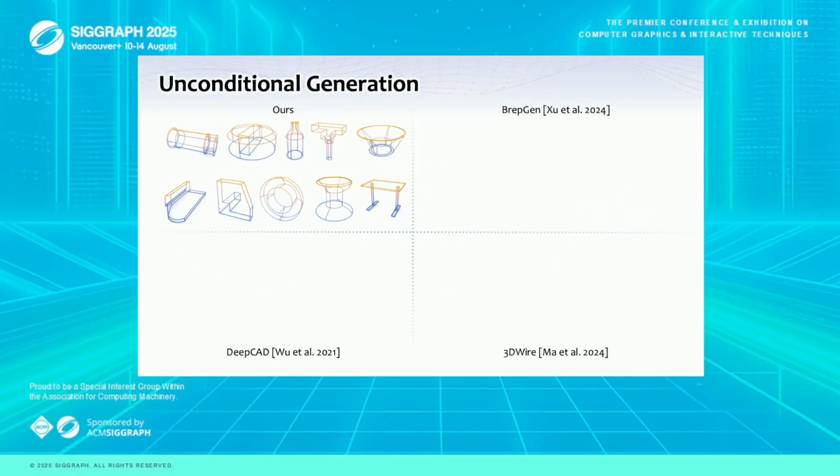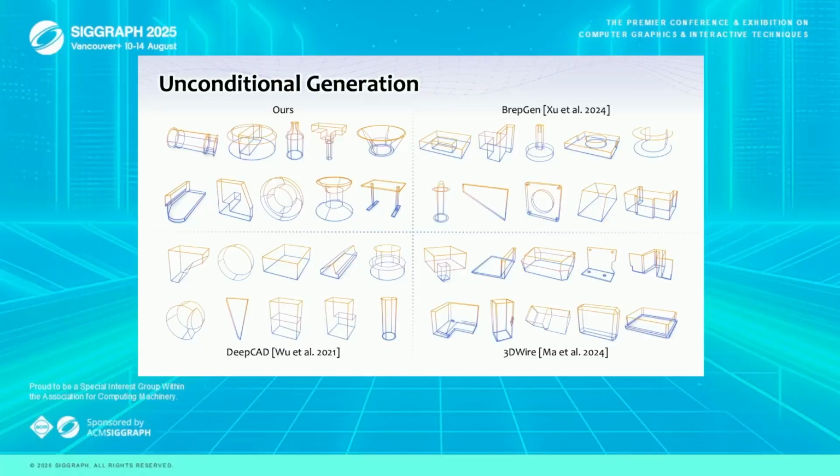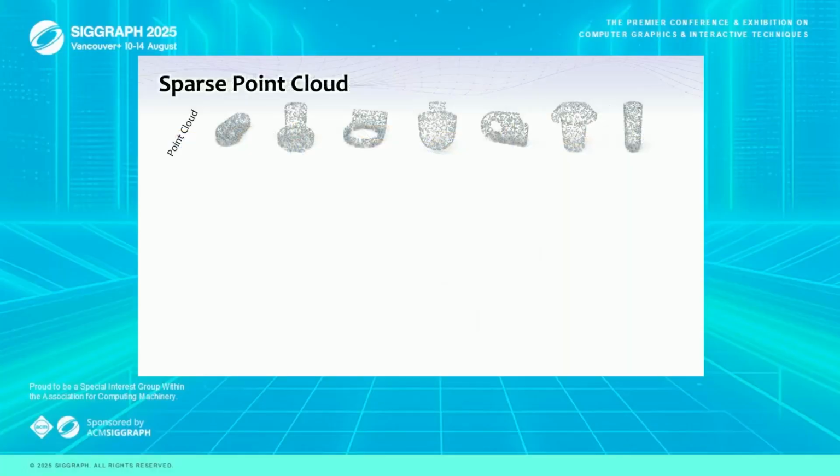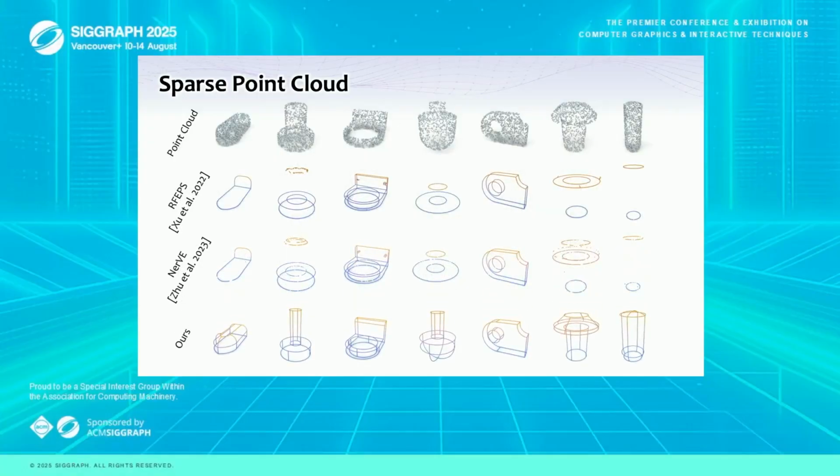So we also compare with the existing methods such as BRepGen, DeepCAD, and 3DWire. Our approach is capable of generating more flexible wireframe structures with diverse curve shapes. Here we show a comparison of the wireframe generation conditioned on the point clouds. As illustrated, existing methods can only recover the sharp edges of the shape, whereas our method generates a complete, clean, and semantically descriptive curve structures.